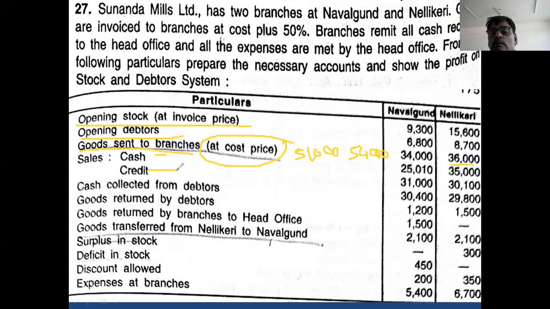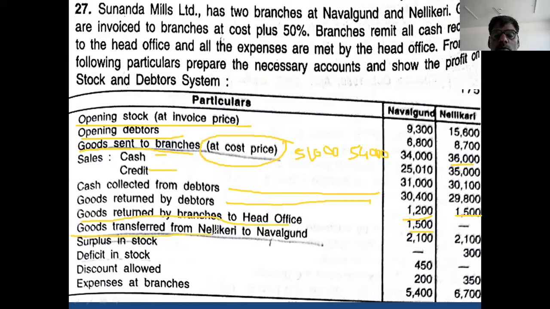Credit sale, branch stock account credit side. Collection from debtors account, credit side. Goods returned by debtors, stock account: branch stock account debit side, debtors account credit side. Goods returned to head office, stock account: branch stock account credit side.